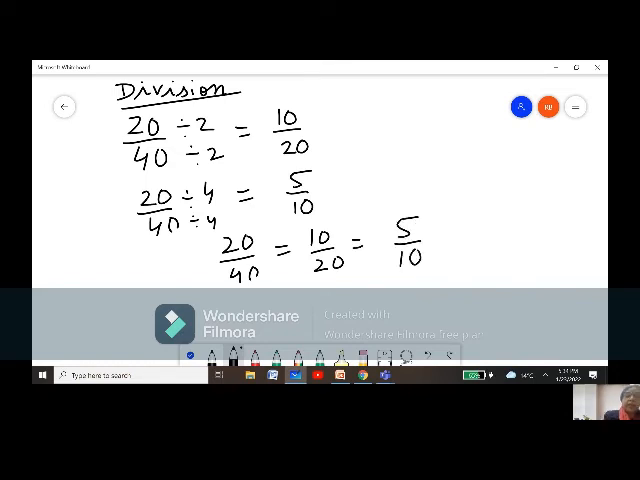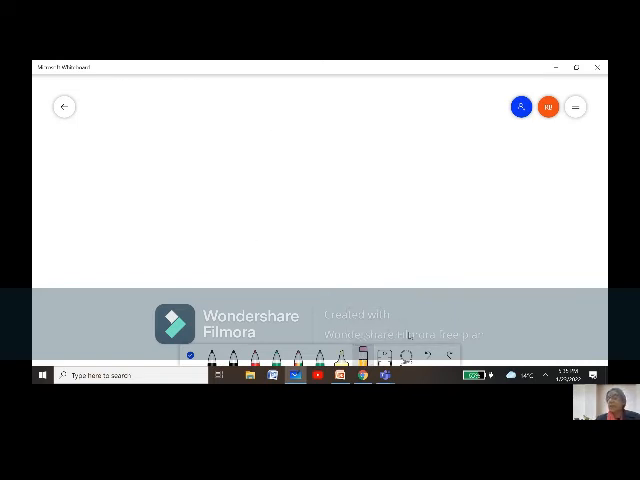That means we can find out the equivalent fractions by two methods. First method is by multiplying numerator and denominator with the same number, and second method by dividing numerator and denominator with the same number. Now children, we will learn how to change unlike fractions into like fractions.